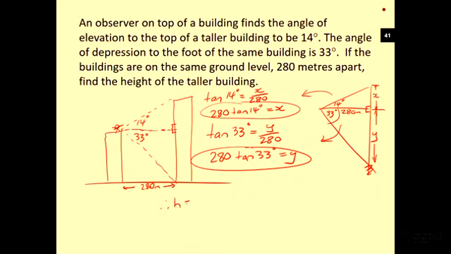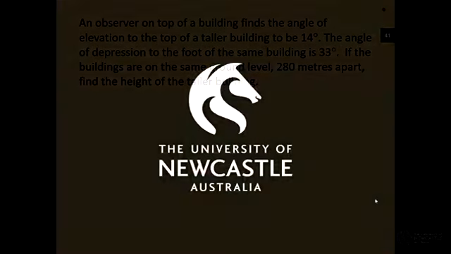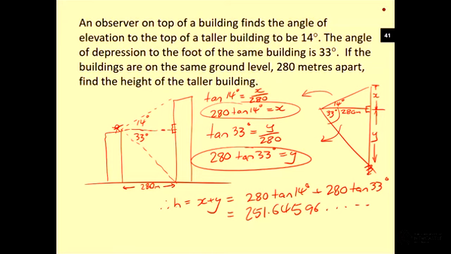Therefore, the height of the building, which is X plus Y, I'm just going to chuck them both in the calculator: 280 tan 14 degrees, the top one, plus 280 tan 33 degrees, equals 251.645 9... No, stop. The question didn't tell me the rounding. Nearest metre will do. 252 metres.